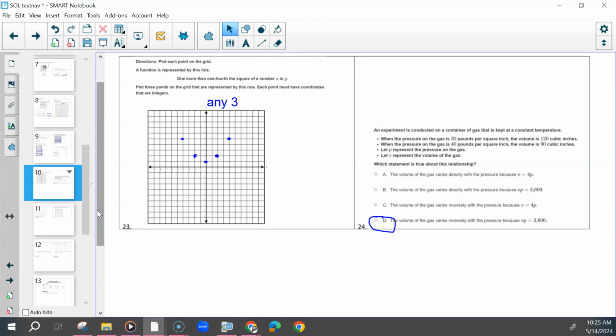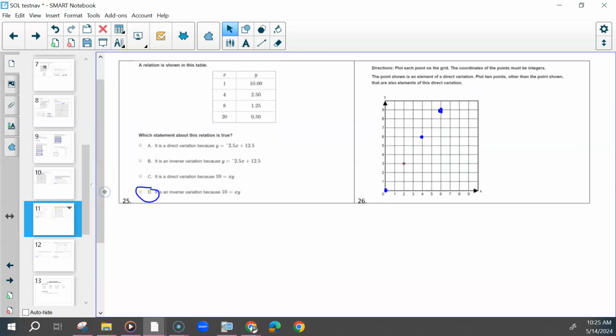You have to first translate the given words into an equation, and then put that equation either into Desmos or in your calculator and find 3 points that would fit this. So you just need to plot any of those 3. 24 was D. 25 was also D.